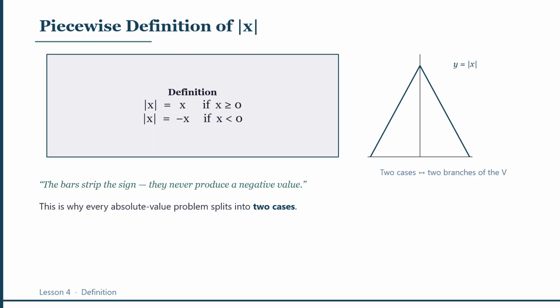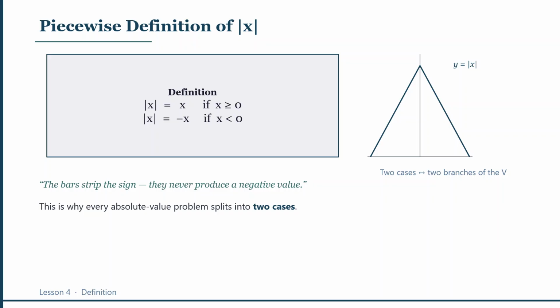If x is non-negative, the absolute value of x equals x. The bars do nothing. If x is negative, the absolute value of x equals negative x. The bars flip the sign. The bars strip the sign. They never produce a negative value. This piecewise form is the engine of every absolute value equation and inequality you will solve this week.